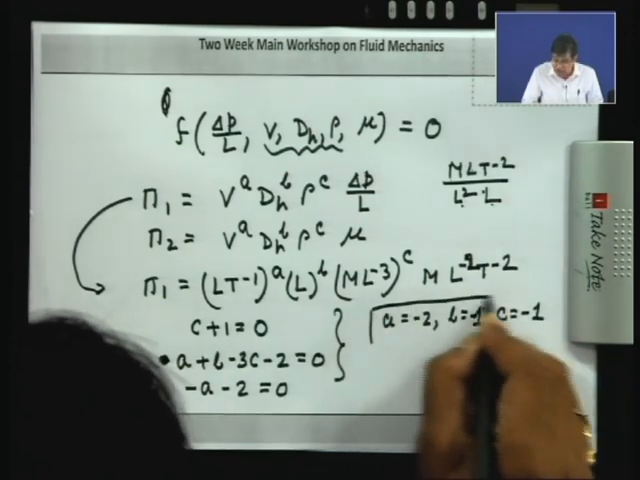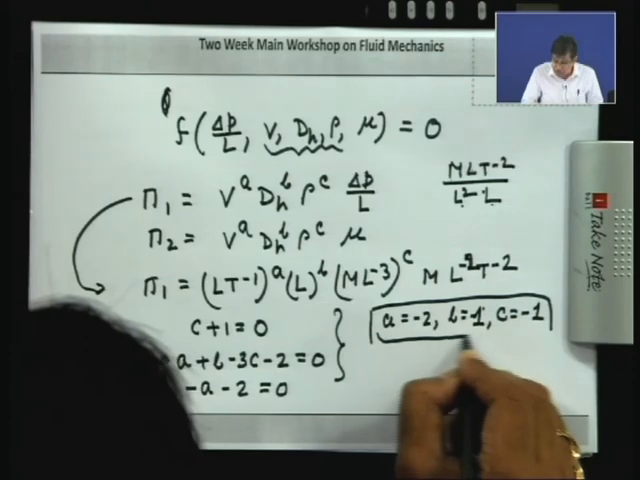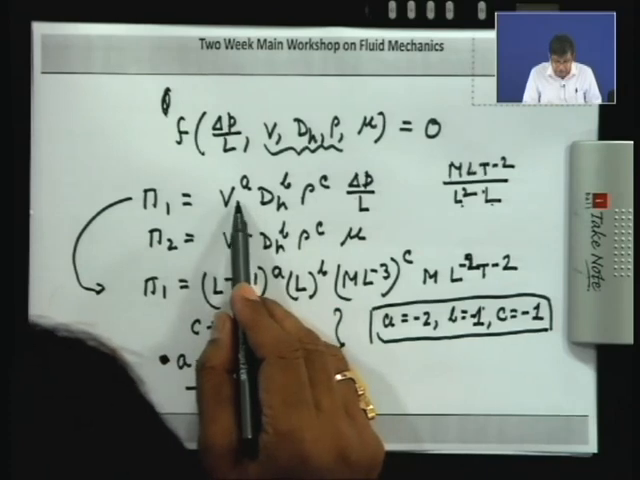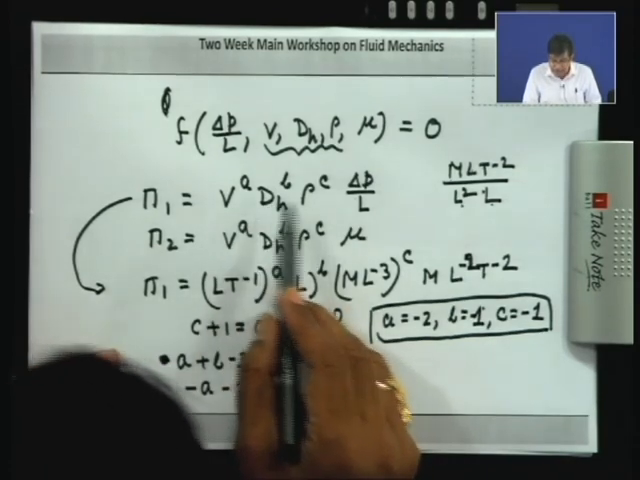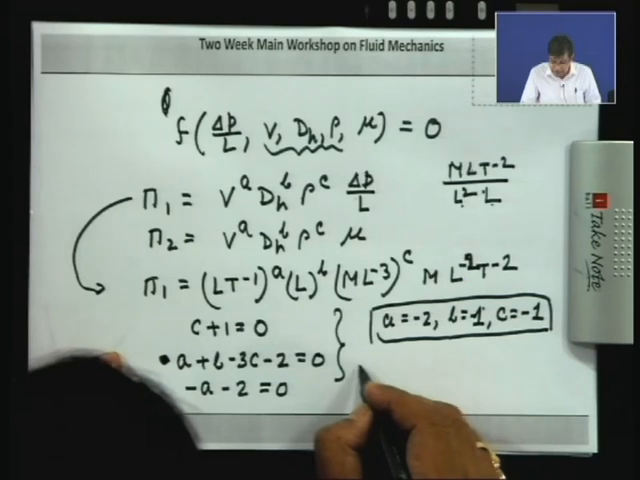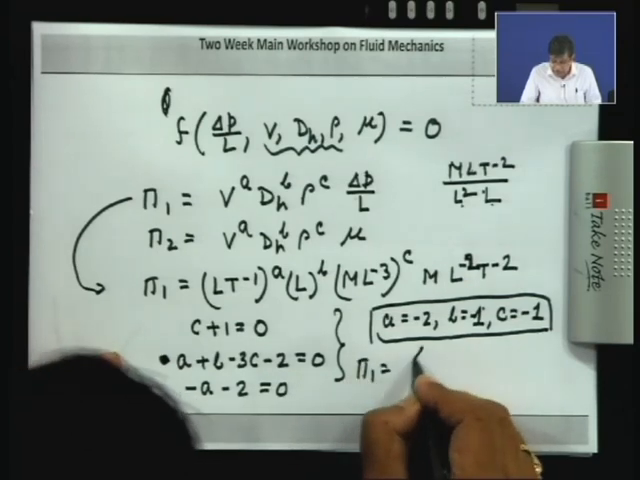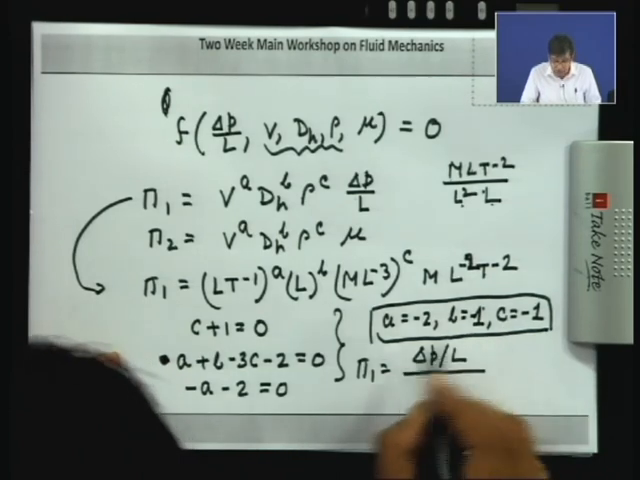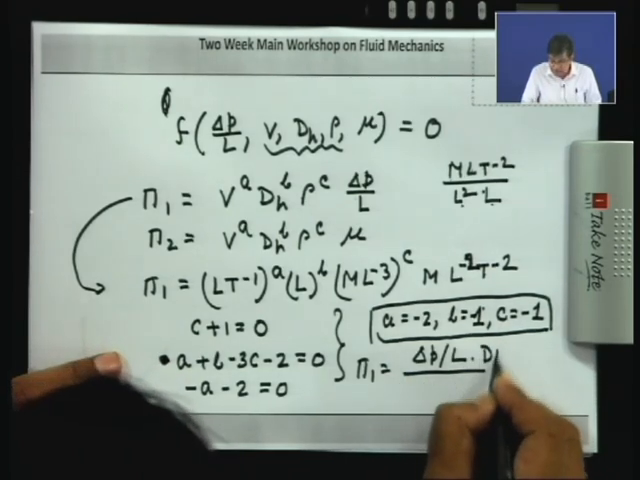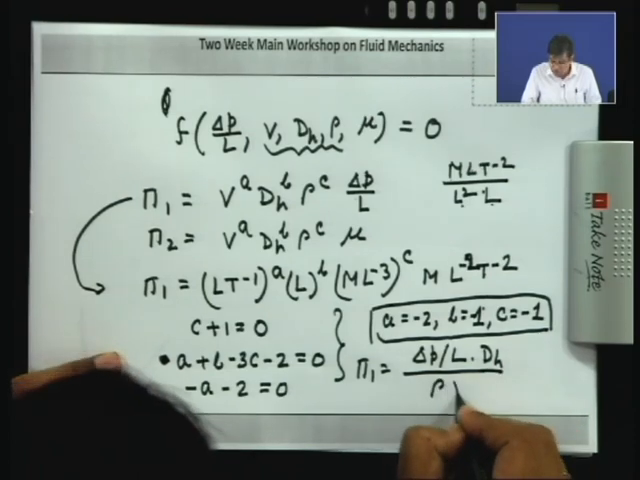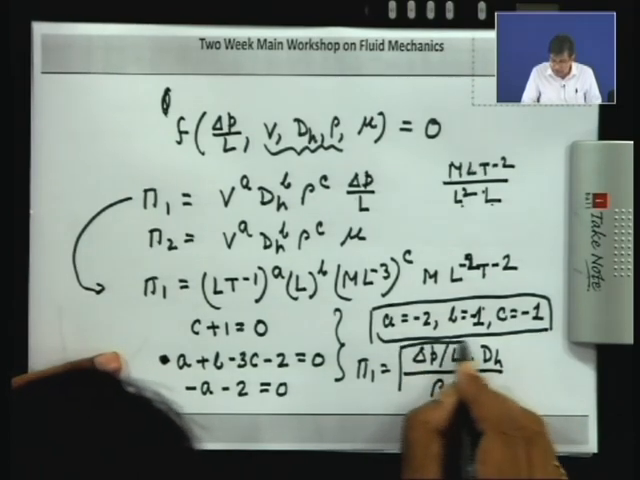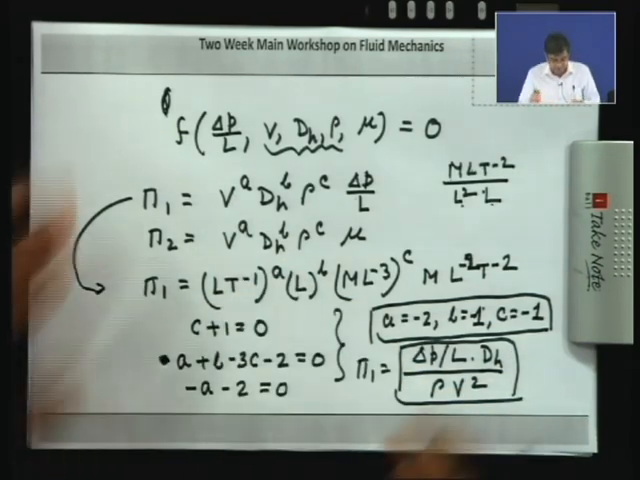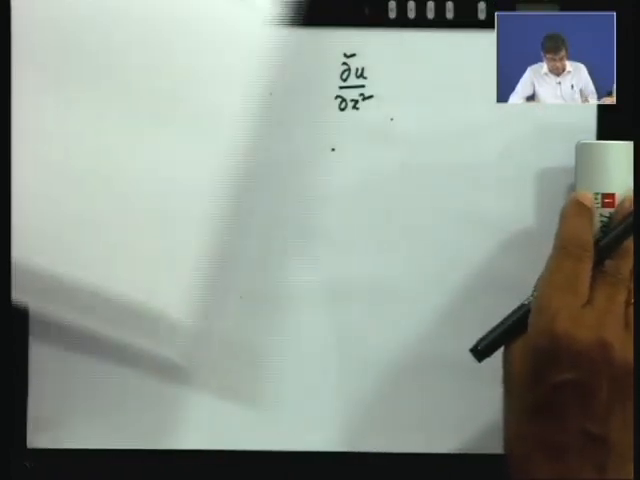So, A is equal to minus 2, B is equal to 1 and C is equal to minus 1. That means pi 1 becomes delta P by L divided by C is equal to minus 1 into dH divided by rho V square. So, therefore, my pi 1 term is determined. I put the value of ABC there. Clear?